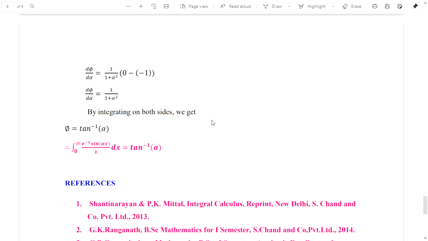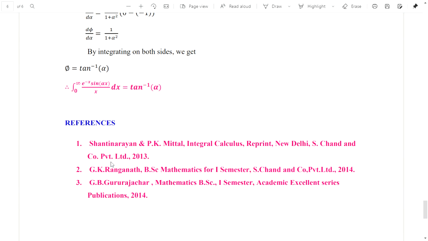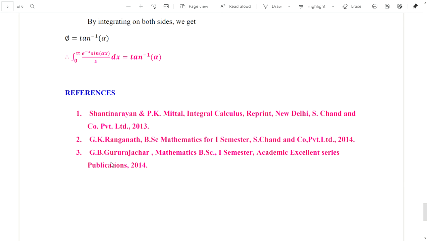So by integrating on both sides, we get phi is equal to the integral of 1 by 1 plus alpha squared, which is tan inverse alpha. Therefore, the integral from 0 to infinity of e to the power minus x into sine alpha x by x into dx is equal to tan inverse alpha. With this, we have completed the problems on the Leibniz formula, which we use for finding integrals that we can't find by direct methods.